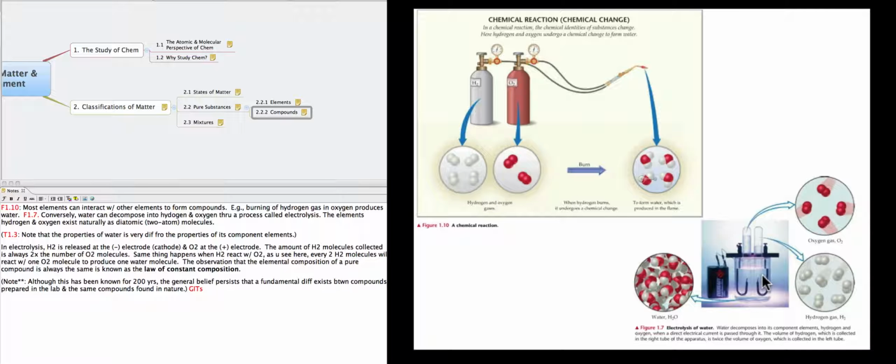The interesting thing is that the amount of hydrogen molecules collected at the cathode is always twice the amount of oxygen collected at the anode. The same thing happens when hydrogen reacts with oxygen. As you see here, every two hydrogen molecules will react with one oxygen molecule to produce two water molecules. The observation that the elemental composition of a pure compound is always the same is known as the law of constant composition.